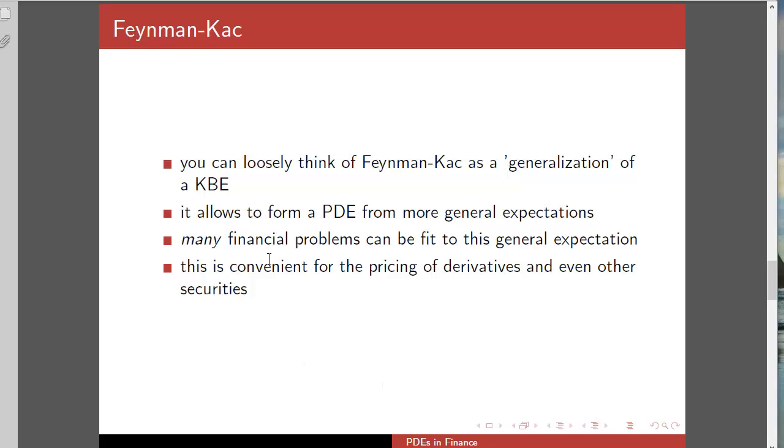And this is really what you need for finance, because many financial problems are defined using this sort of complicated conditional expectations. And of course, it's convenient for pricing of derivatives and even other securities. It doesn't only need to be a derivative, it could be a risk-free bond, let's say. I will illustrate it on an example.